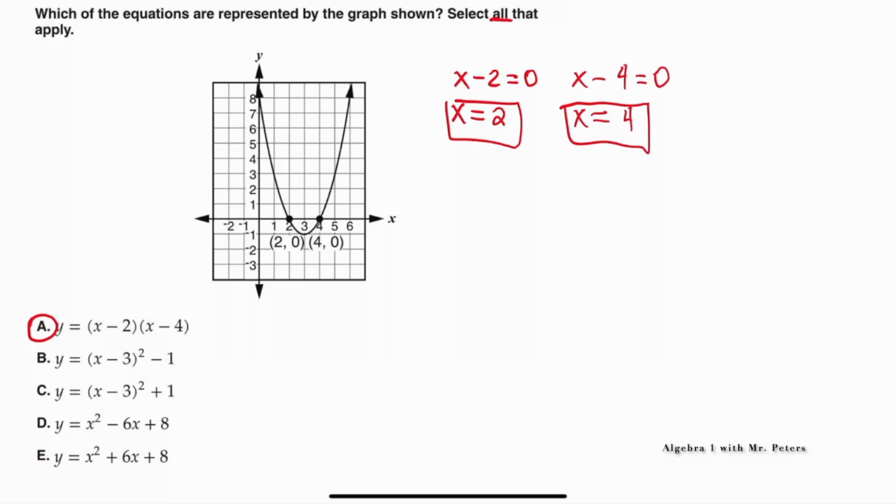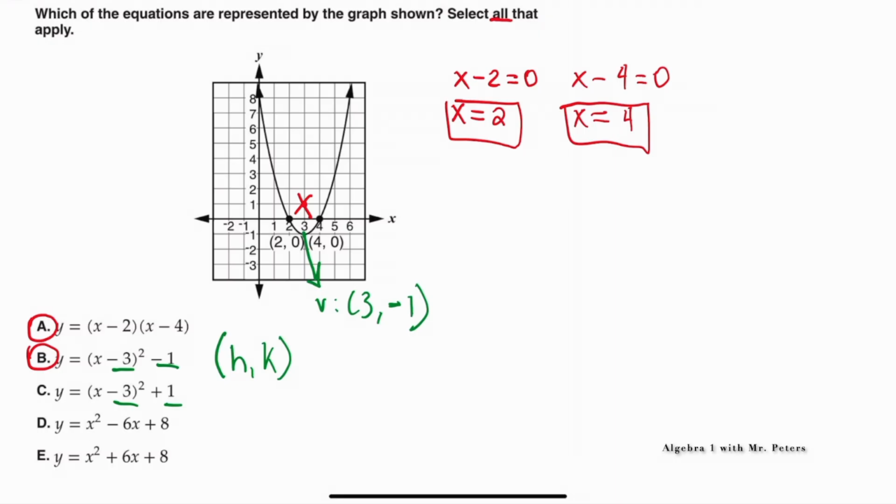Now, when we go to B and C, we have to pay attention to the vertex, HK, right? Because when we're in that vertex form, we know HK represents the vertex of the parabola. My vertex is going to be positive 3, negative 1. So when we look at our answer choices, our next answer choice would have to be B because it has the correct vertex. If we picked C, we're saying that the vertex would be positive 3 for X and positive 3 for Y, which would be that red dot, and this is incorrect.